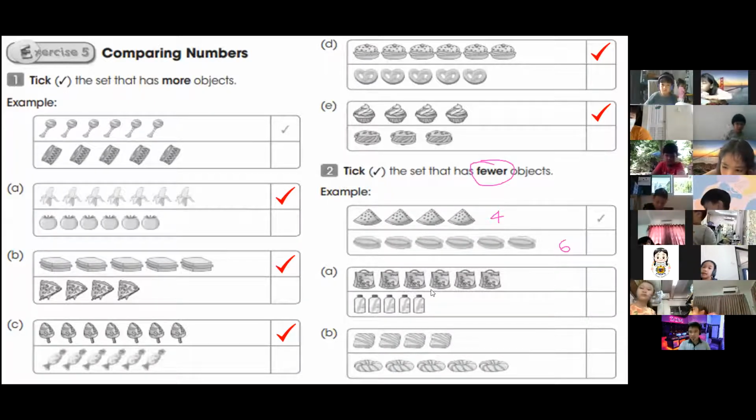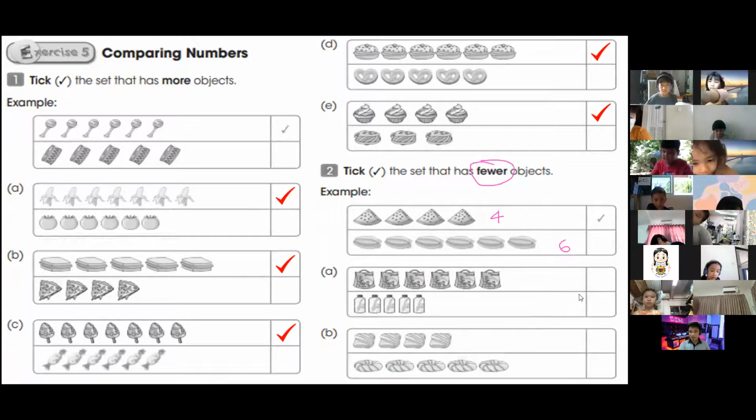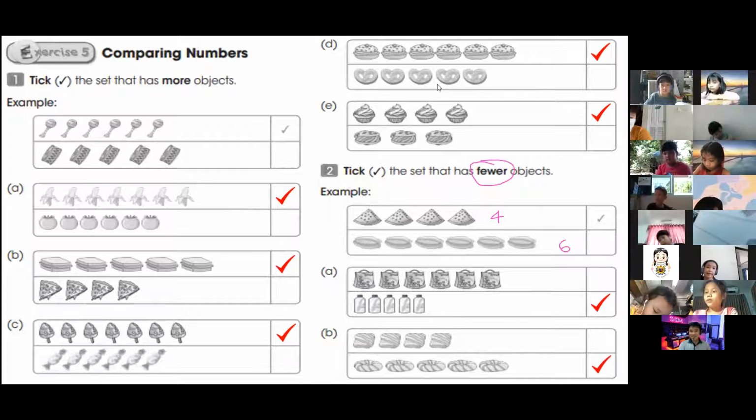Which one is fewer or has fewer objects? Which column or which set? Okay, so this set has fewer objects. In letter B, which set has fewer objects? So this set, no, it's not. This is wrong.